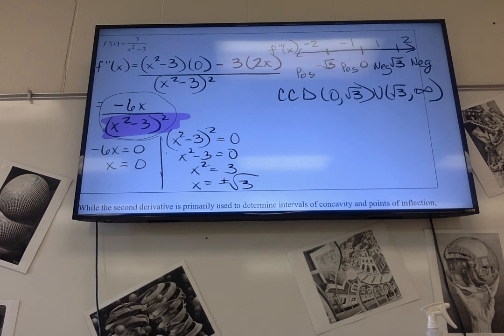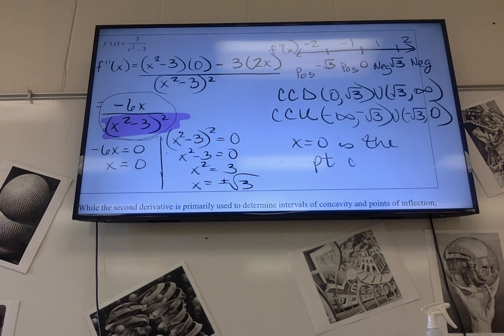So when a rational function is undefined, whatever the bottom equals 0, that's going to be your vertical asymptotes. So that's why we don't include those. It just skips, dotted lines. But they're both concave down. And then it's concave up from negative infinity to negative square root of 3, and from negative square root of 3 to 0. And x equals 0 is the only point of inflection.